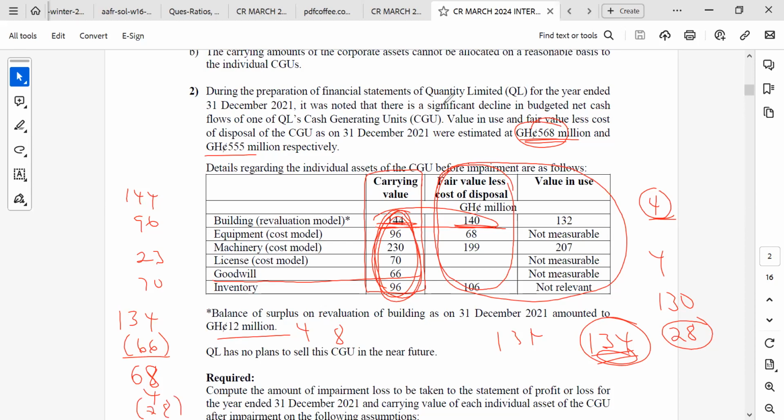Okay. Let's now count to the machinery. What is the recoverable amount for the machinery? 207. We use the highest one. 207. Yes. Okay. The carrying value was what? 230. Okay. What is the reduction there? 23. Okay. If we are reducing, we should be looking at if it is more or not. So 23. Let's add it and see whether it's more than the 68.